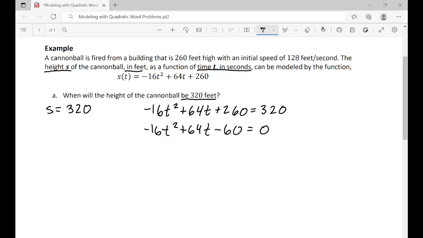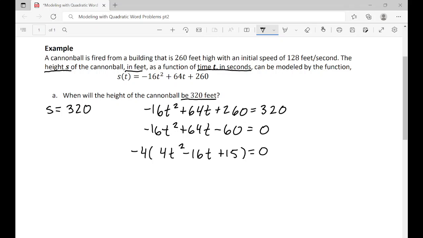So now I can factor this, but I'm not going to factor it quite yet. I'm going to find a GCF to make it a little bit easier. In this case, I can factor out a negative 4 from the whole thing. So negative 4, and it's going to leave me with 4t squared minus 16t plus 15 equals 0. And now I'll factor this because it's a little bit easier to work with than the original.